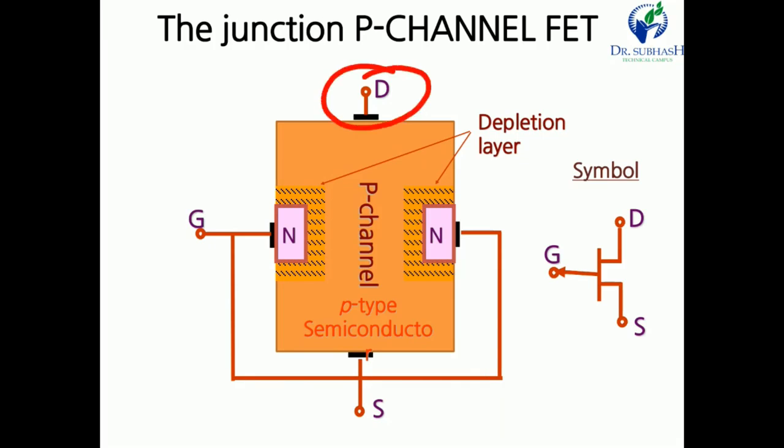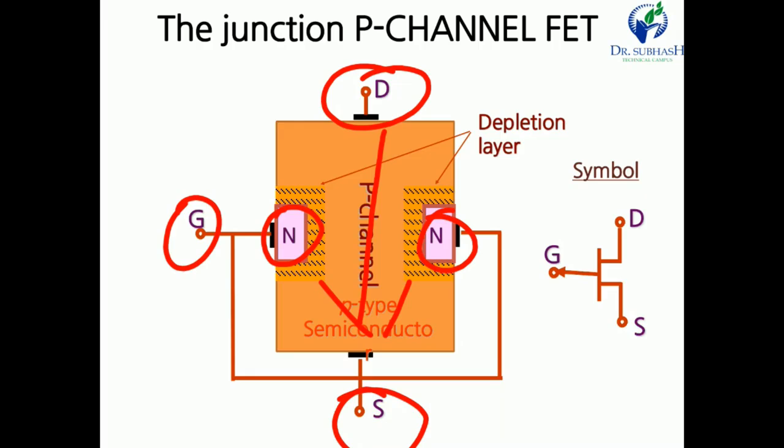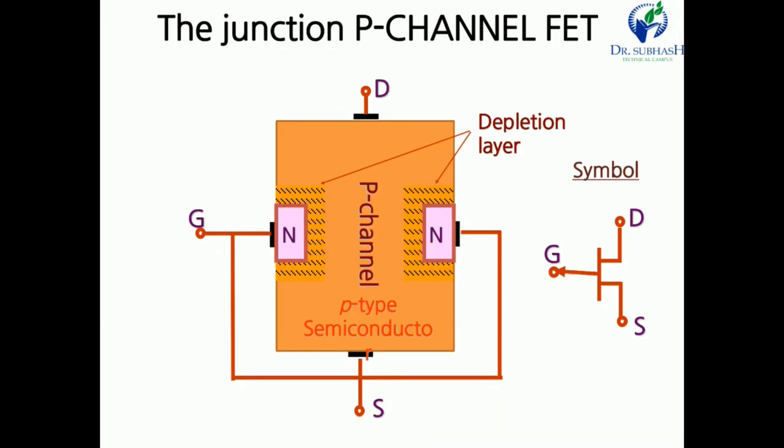Here the upper terminal is drain, then gate and source, and this N type region is the gate region, and this is the channel. Here the channel is made of P type semiconductor, and between these two gates there is a channel, and this is the channel width. When the channel width is decreased, the current is also decreased. But you have to remember the current is due to holes only, because this is the P channel JFET. If our channel is P channel, then only holes participate in the flow of current. This is the symbol of the P channel JFET.